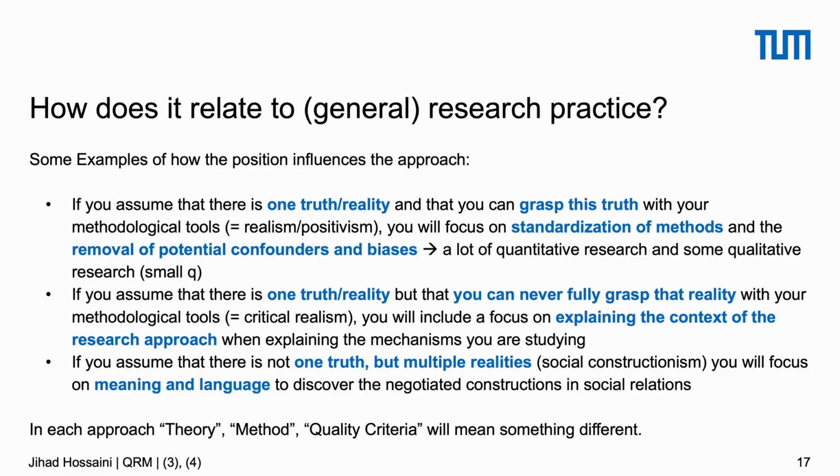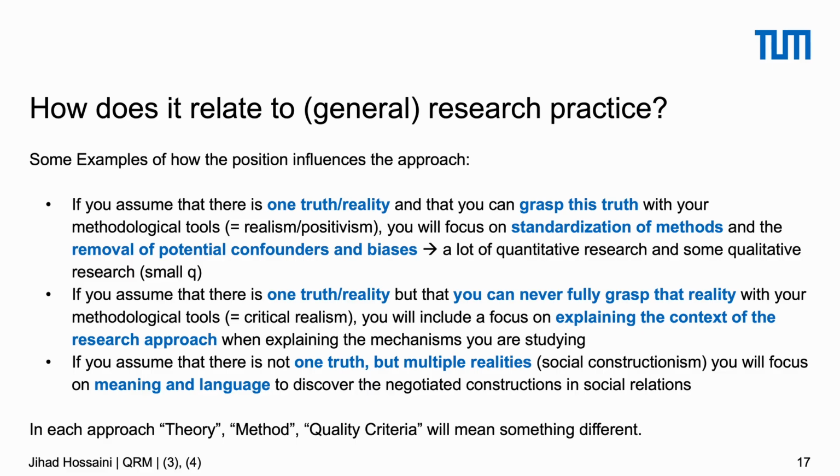A lot of quantitative research does this, and some small q qualitative research does this. Now, if we assume, okay, there's one truth, but we can never fully capture this truth, which is the idea of critical realism, then we will try to look at mechanisms, and we will try to explain the context, and then we will see what other theories said about the mechanisms and context, and we will come with our own theory about this thing, and then we will compare. We will see, okay, does this make more sense, or does this make more sense? Maybe both are true to some extent, but we don't know which is true for now.